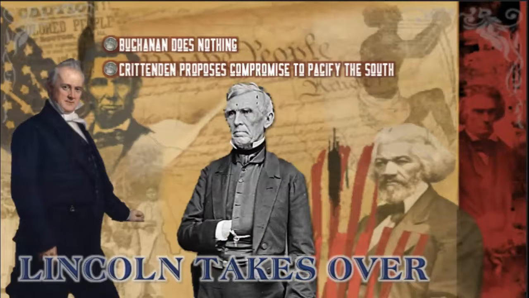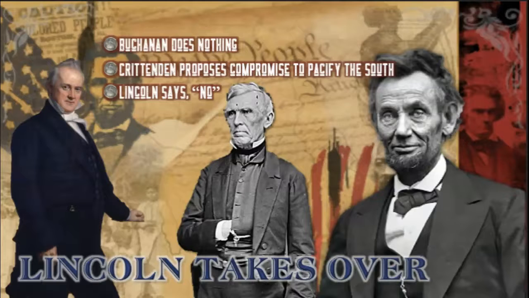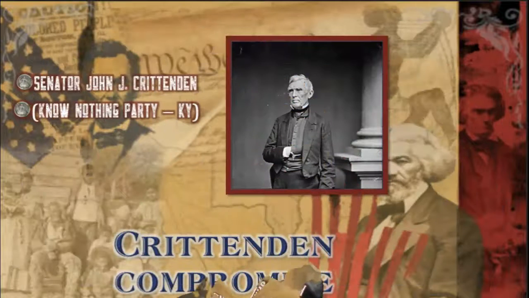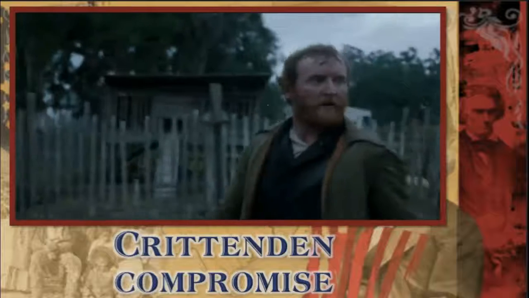James Crittenden will propose a compromise to keep the South in the Union. Lincoln says no. Let there be no compromise on the question of extending slavery. So if we look at John J. Crittenden's compromise, we're going to watch a scene from the movie Roots. And I want you to think about, as you watch this, is this something you can compromise with as a human being?